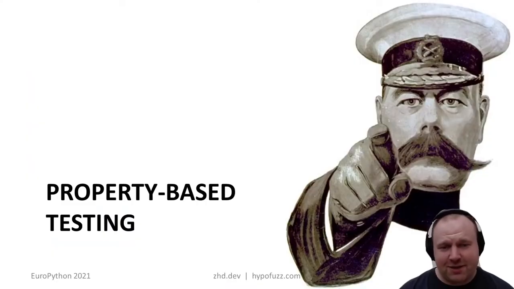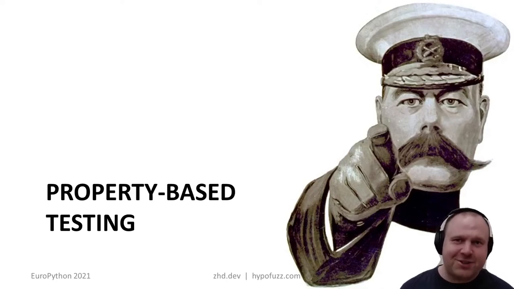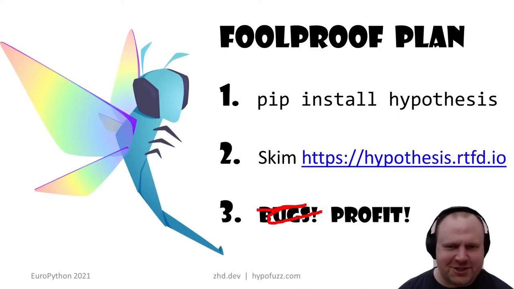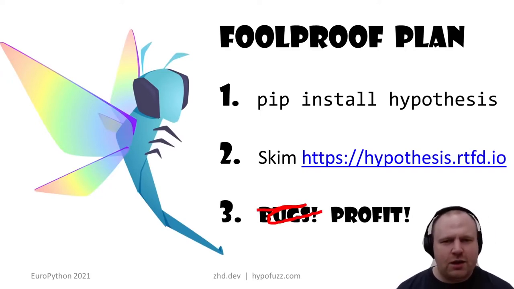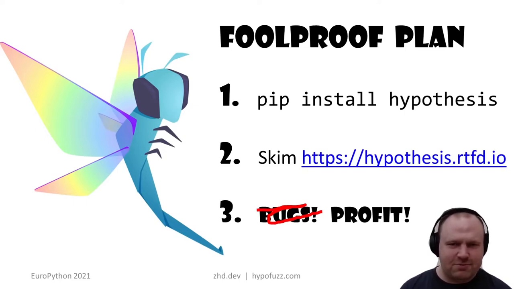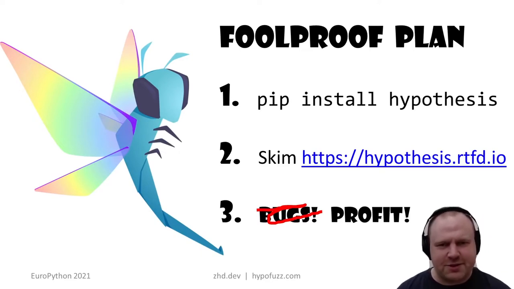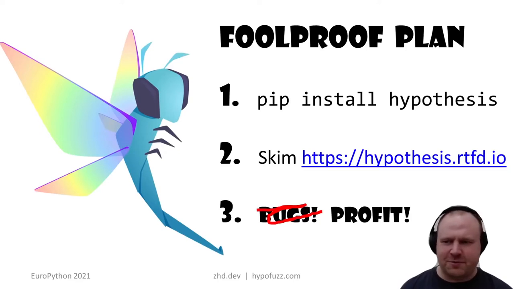So, the short version is I want you to be able to, and then to actually do it, adopt property-based testing. The foolproof plan for that: you just pip install hypothesis, you skim the documentation, and then you find a lot of bugs. I hope you're into that kind of thing. To be more specific, Hypothesis has minimal dependencies, just two pure Python libraries that we use for some data structures. And it works on every supported version of Python from the Python Software Foundation, from 3.6 to 3.10.